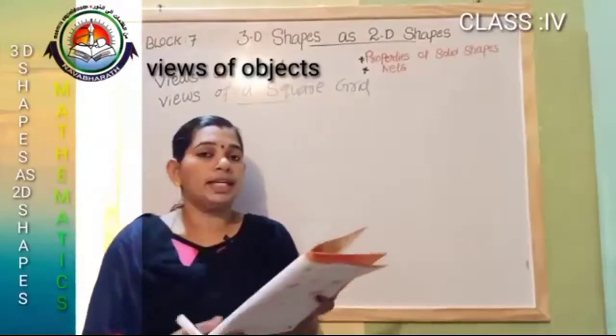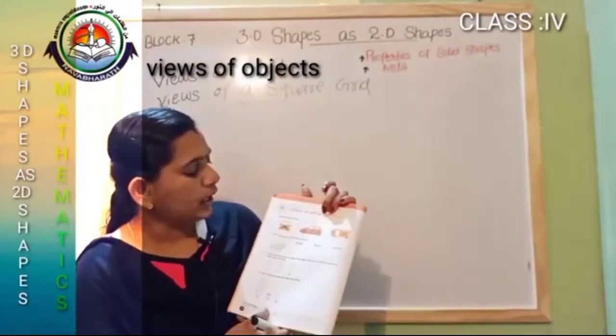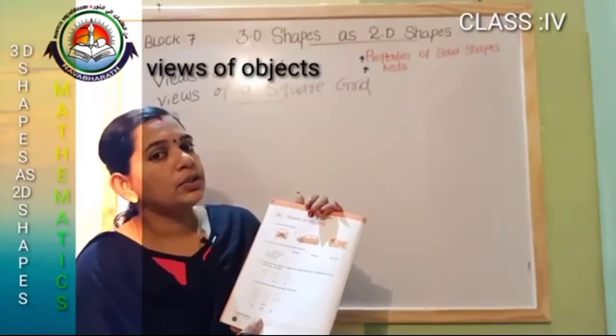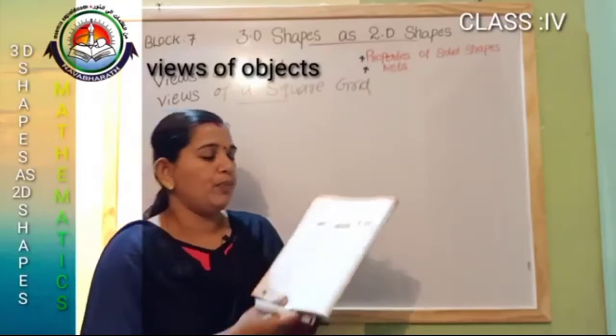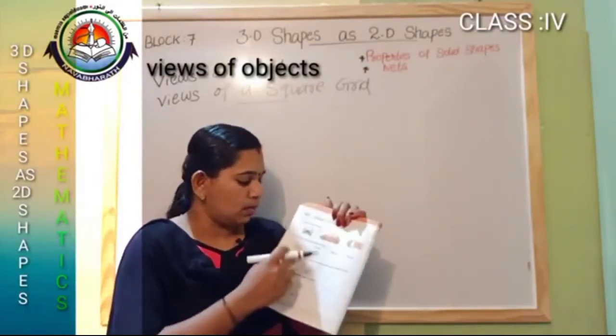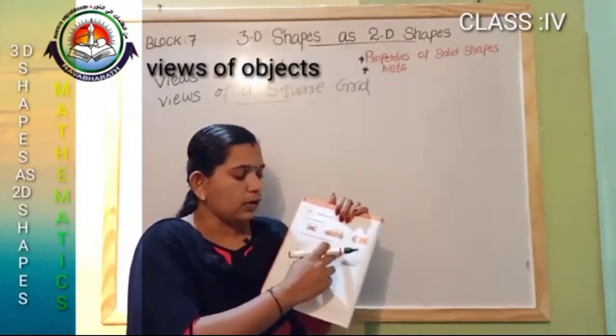Page number 34. Take the top view of the car. From here, some views are given. You want to take the top view. Draw the top, side and front views of the box. Here one box is given. You want to draw the top view here, side view and front view here.